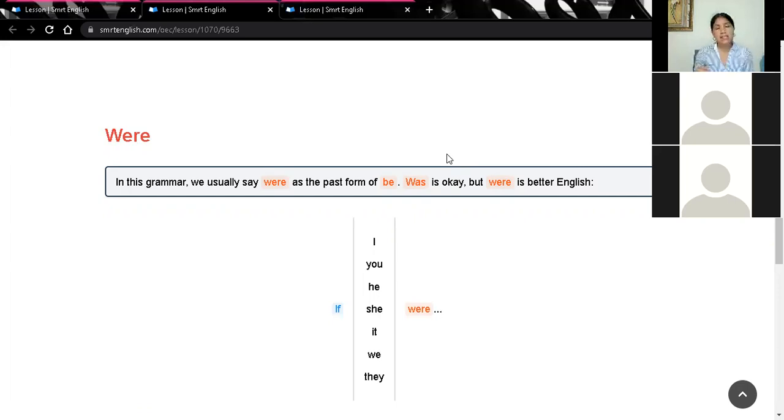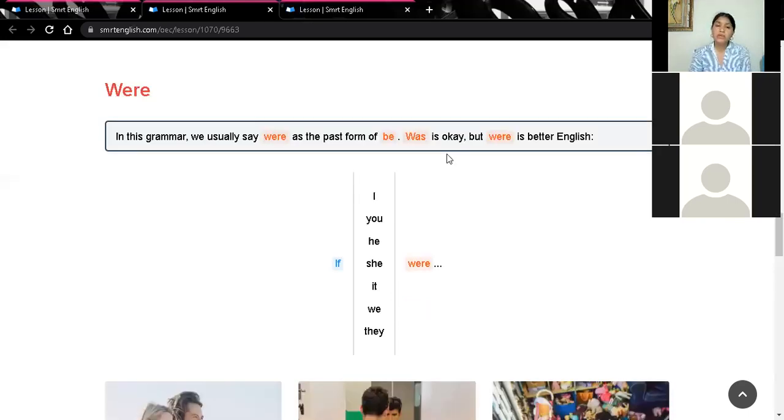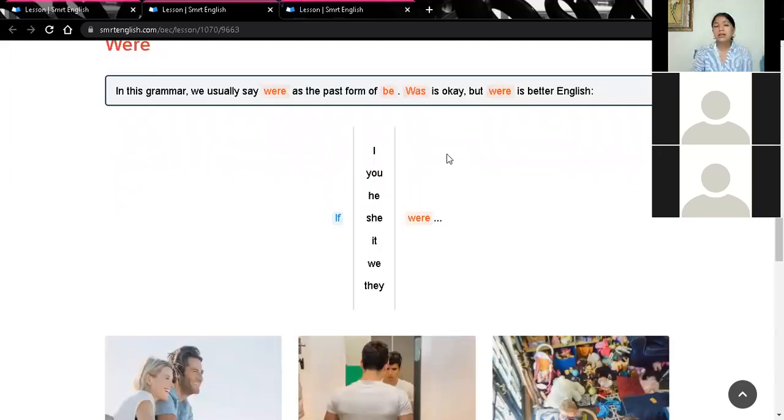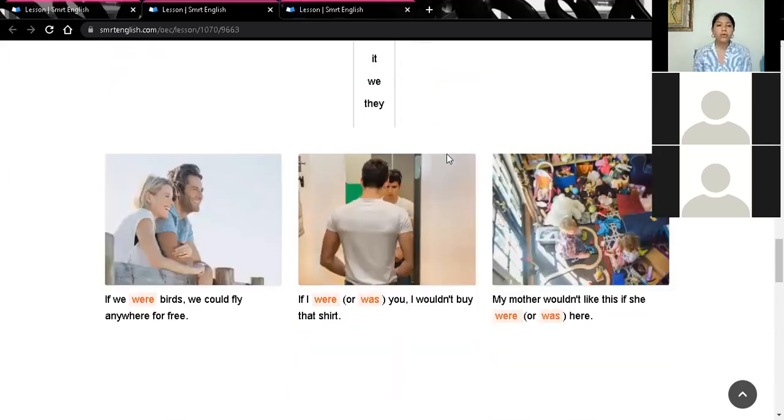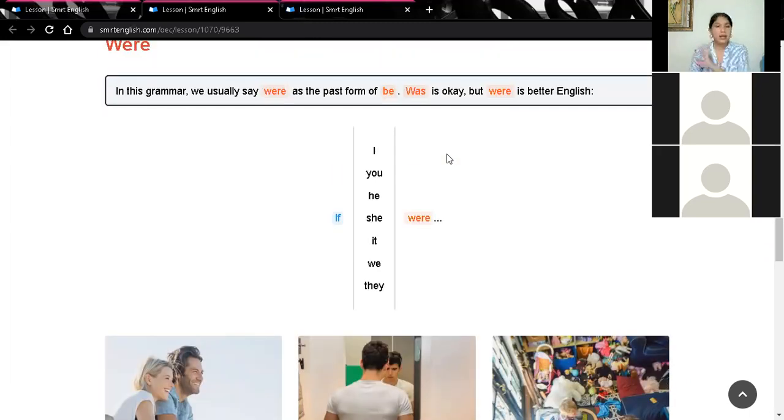It is not wrong, but it's definitely better and more fluent and sounds more natural if you use were for every single subject. So here we're making an exception. For every single subject, we are going to use were. It doesn't matter if it is she or if it is I. Here we're going to use were. If I were you, if you were here, etc. In all cases, yes, but we're talking about the conditional, okay? Just in this context.